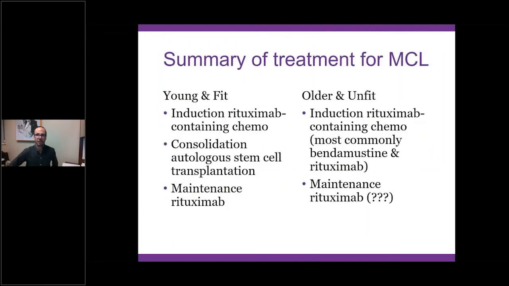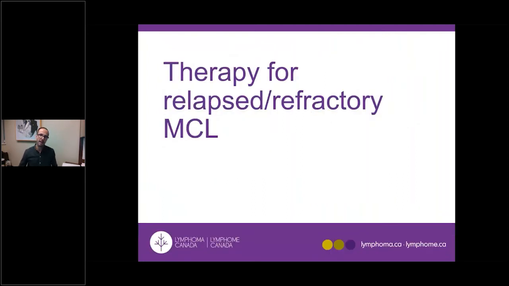So, summary of treatment for mantle cell lymphoma up front: 3 phases: induction, consolidation, maintenance in the young patients, induction and potentially maintenance in the older or elderly. I realize these are not the best terms for patients over the age of 65 or 70. Unfortunately, most patients will relapse after their frontline therapy, and you need to think about additional treatments.